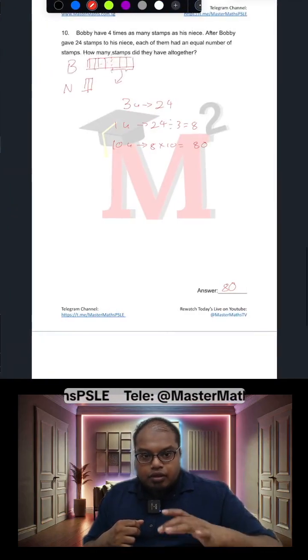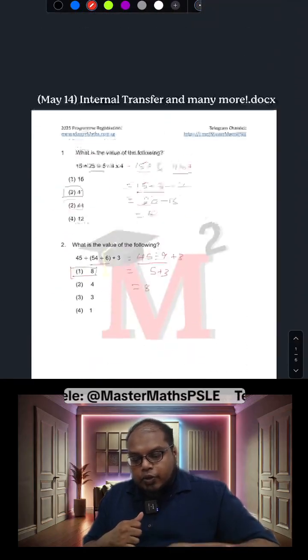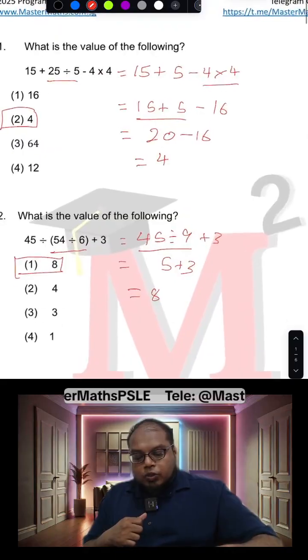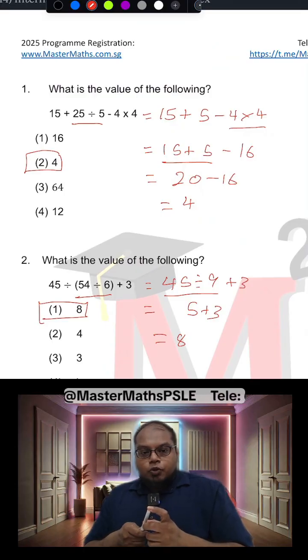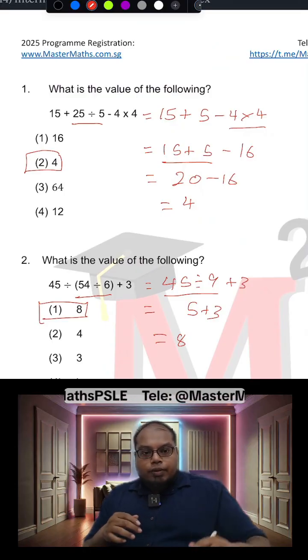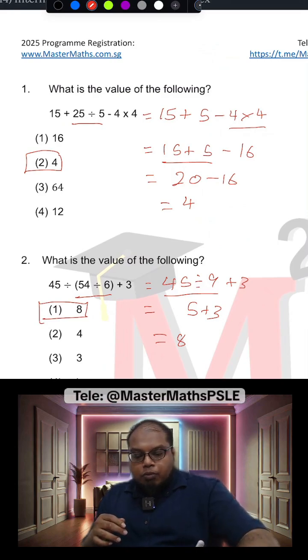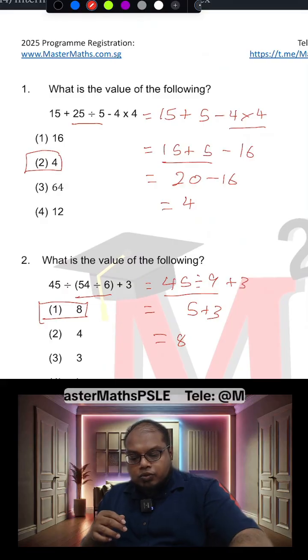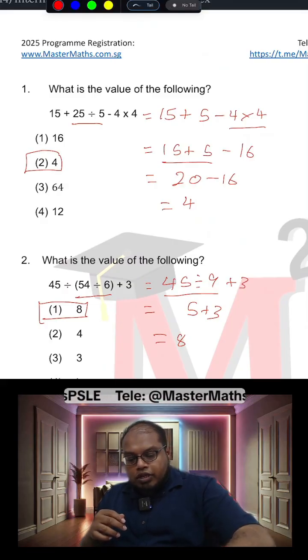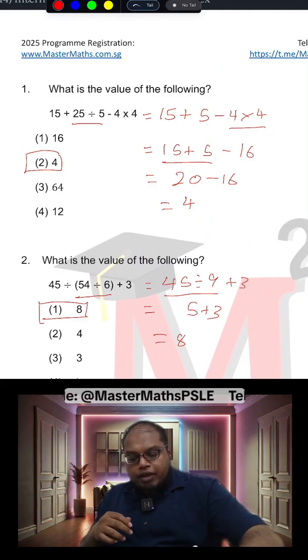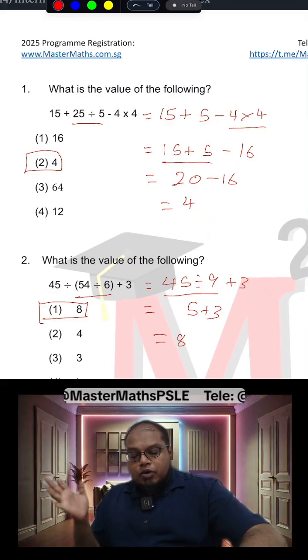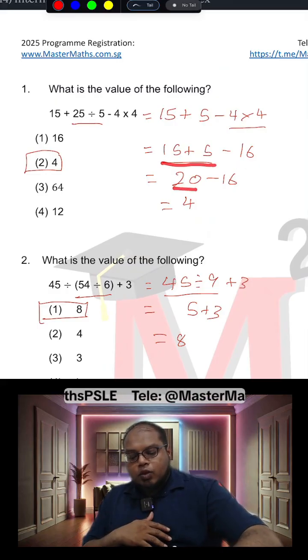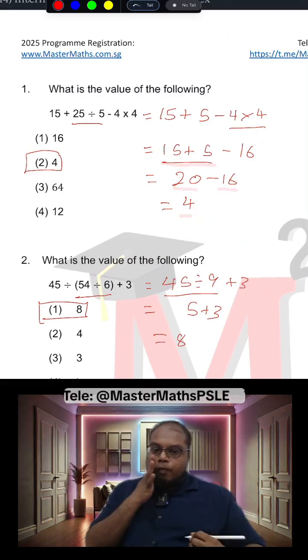Alright, come, let's go through quickly some of the solutions first, okay? Like question 1, we are supposed to do BODMAS, right? We must do the divide first. So we have 25 divided by 5 becomes 5. Then we have 4 times 4 becomes 16. Then we do from left to right. So 15 plus 5 first becomes 20, minus 16, we get 4.